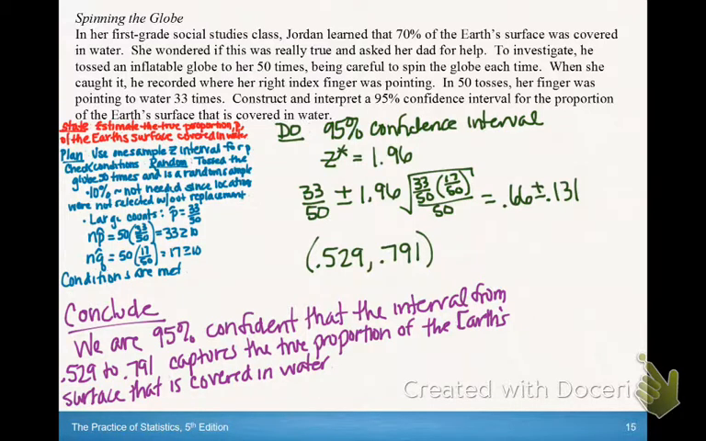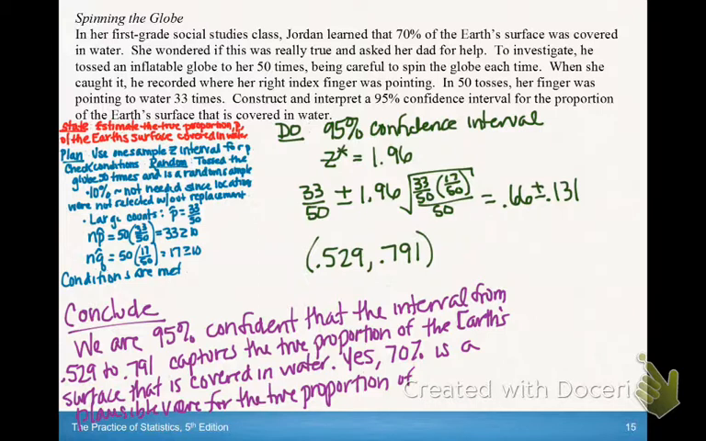So because the claim was 70% of the Earth's surface is covered in water, we can say yes, 70% is a plausible value for the true proportion of water on the Earth's surface.